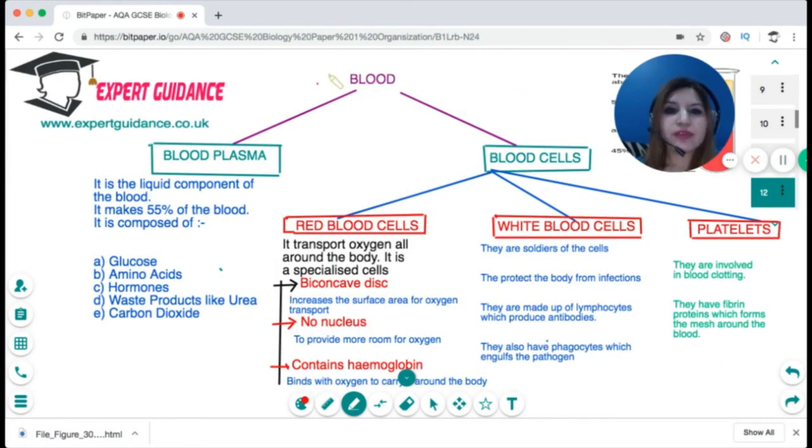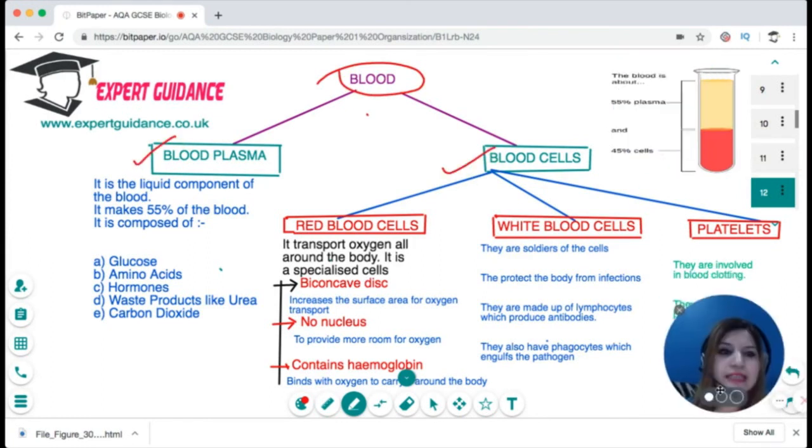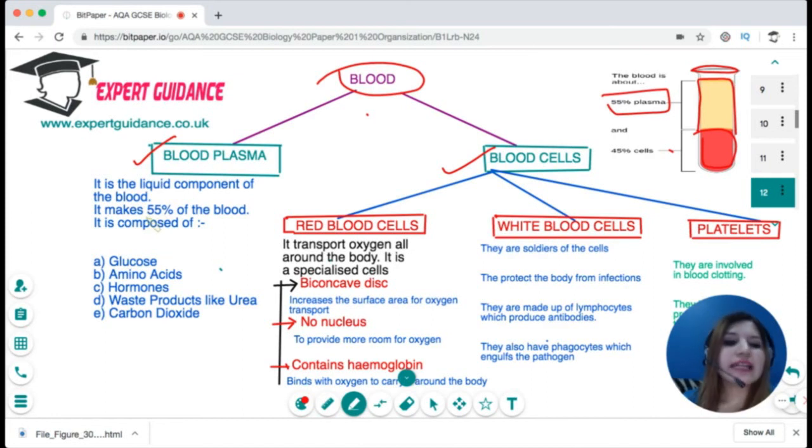Now, if you talk about the blood, it is made up of blood plasma and blood cells. So if we centrifuge the blood, then the blood cells are heavy, they collect at the bottom, and then there's the blood plasma. Blood plasma makes up 55% of the blood, and it is the liquid component of the blood, and it has all the things that a cell requires, like glucose, amino acids, hormones, waste product, carbon dioxide. And then the blood cells, they perform specific function, and there are three types of blood cells: red blood cells, white blood cells, and platelets.